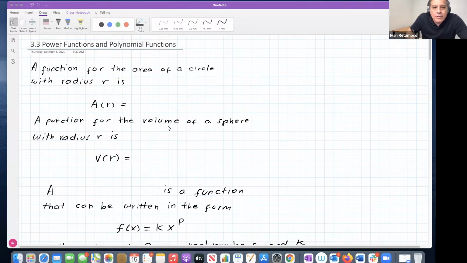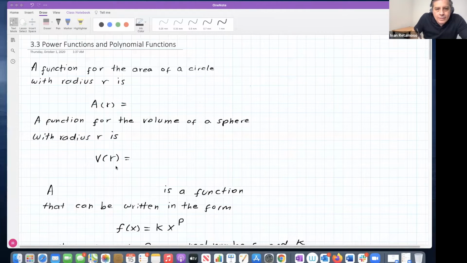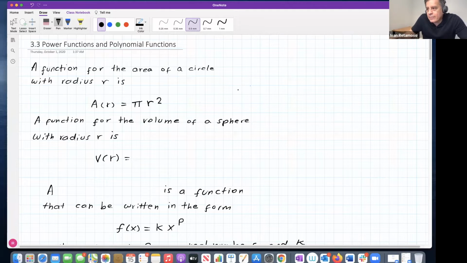that there is a function for the area of a circle with radius r. That function is just A of r equal pi r squared, right? Pi r squared. Very good, very good.